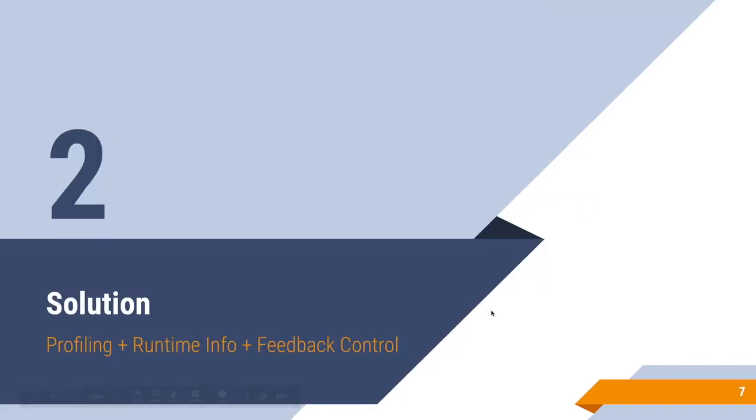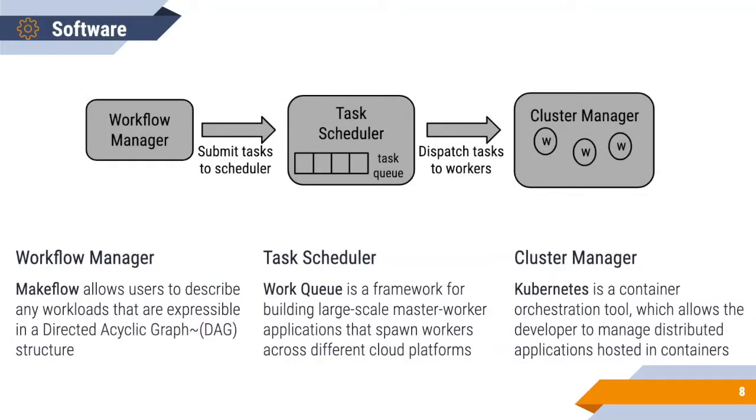Next, I will introduce our solution to this problem. Before talking about the solution, let me introduce how to run a high-throughput computing workload on a cluster. It usually involves three components. They are the workflow manager, the task scheduler, and the cluster manager. The workflow manager is the software that allows the user to describe the workflow structure. After the user describes the workflow structure, the workflow manager will analyze the structure and submit the tasks to the task scheduler.